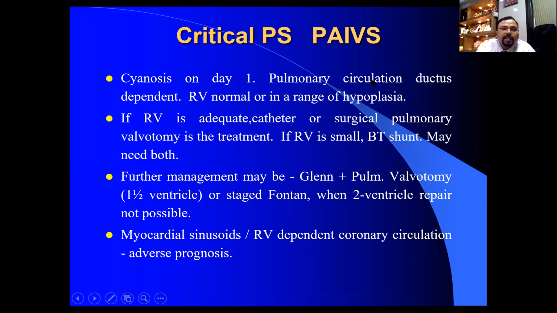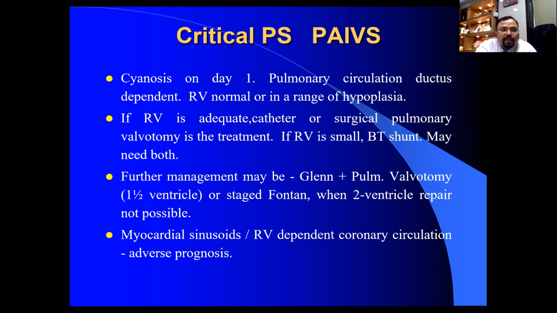Now this is critical PS or pulmonary atresia with intact ventricular septum. They usually present on day 1. And what is critical PS? Definition. So you will see right to left shunt at the level of interatrial septum. So pulmonary stenosis with right to left shunt at PFO is critical PS. If RV is adequate, then we can do balloon pulmonary valvulotomy, valvuloplasty, or BT shunt. And in future, we can send it for biventricular repair if needed.